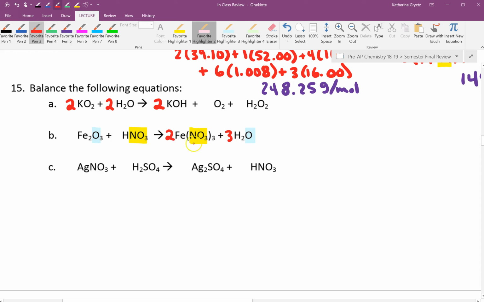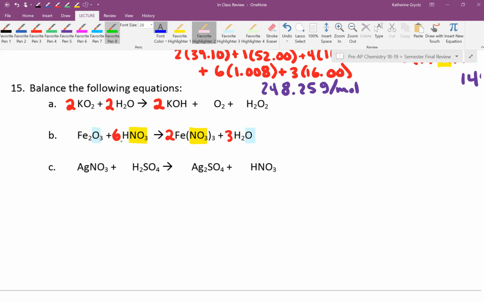As far as my nitrates, if you look at the things that are highlighted, I've got 1 of these over here, but now I've got 6 of these on the right side. I can fix that by putting a 6 out front. Now I would go to my H's. I've got 6 H's over here, and I've got 6 H's over here, so those are balanced. So if you get a polyatomic ion, I would treat the polyatomic ion as if it were one element and go with that. It keeps it a little easier because otherwise you're going to have O's in a lot of places.